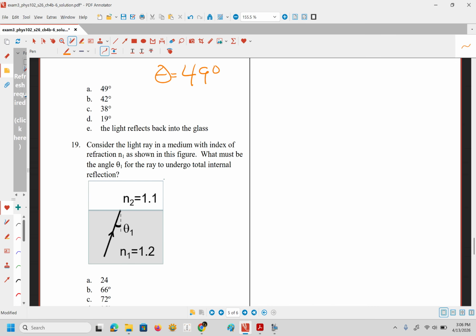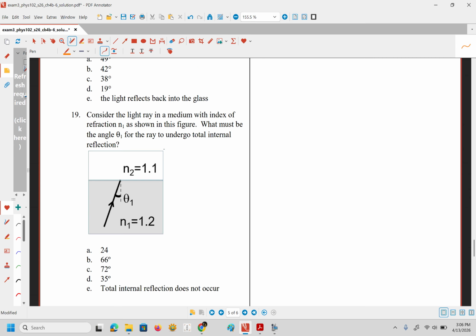Here I want to know what is the angle theta 1 for total internal reflection. Remember, total internal reflection is a special case where this angle is equal to 90 degrees. So we just say 1.2 sine of theta 1 equals 1.1 sine of 90. It's just a special case of the law of refraction. And then I solve that for theta 1. That's the inverse sine of 1.1 divided by 1.2, which is 66 degrees.